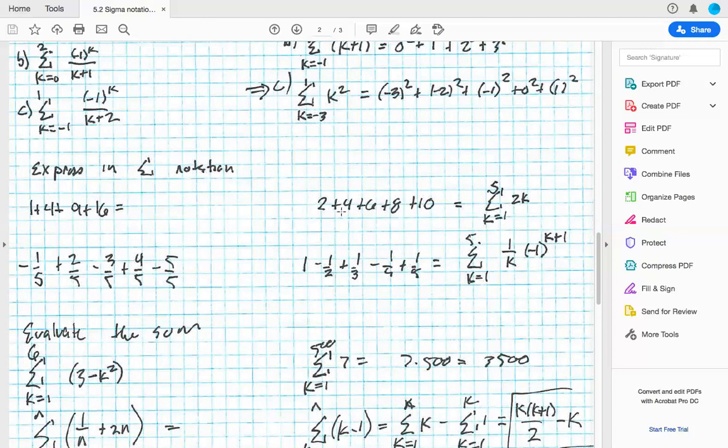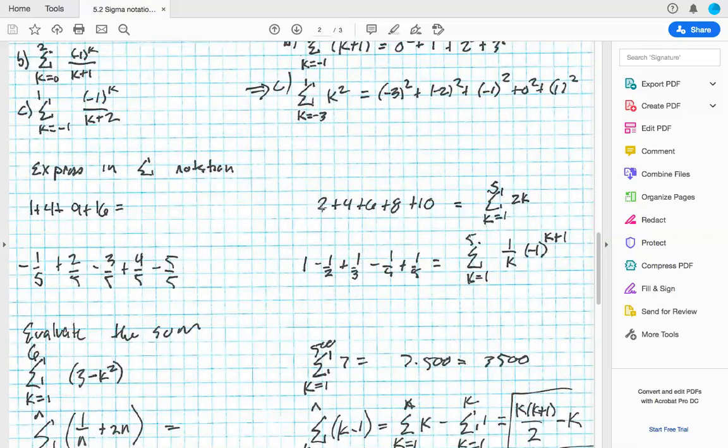If we have 2 plus 4 plus 6 plus 8 plus 10, we're adding up the even numbers. Even numbers are 2 times something. They have a factor of 2 in them. That's just by the nature of what they are. So here, we have 1, 2, 3, 4, 5 numbers we're adding together. We can think that this is 2 times 1, 2 times 2, 2 times 3, 2 times 4, and 2 times 5. So that factor of 2 is consistent, and that's why I have the 2 right there.